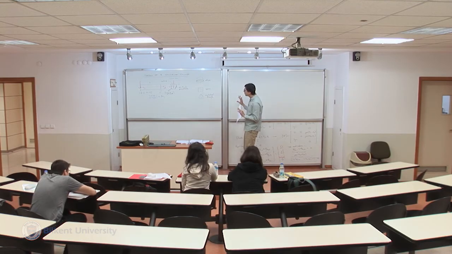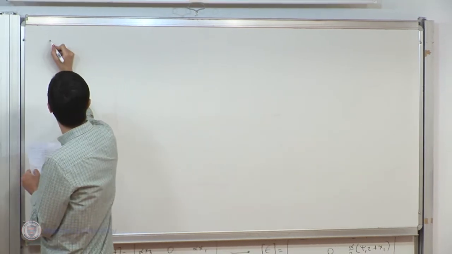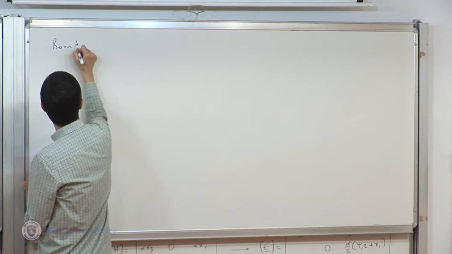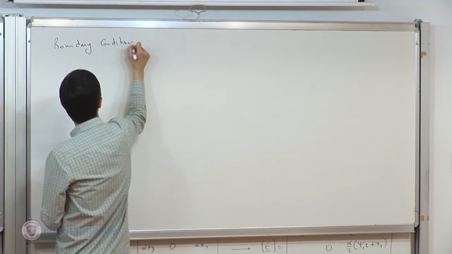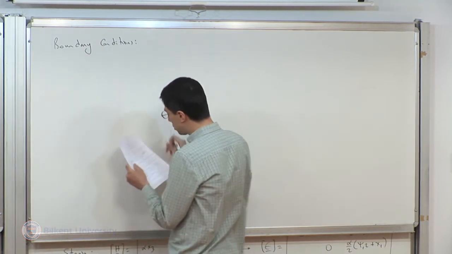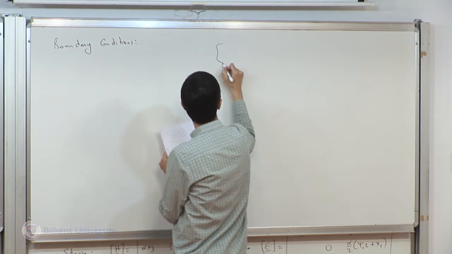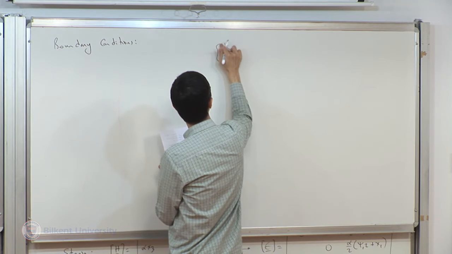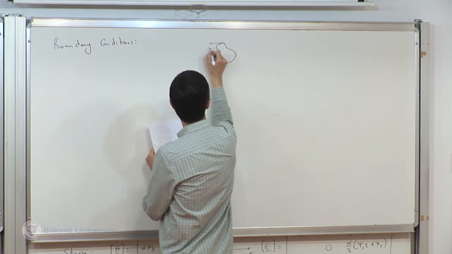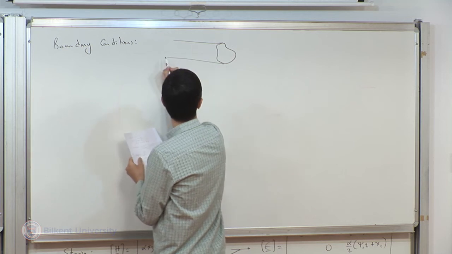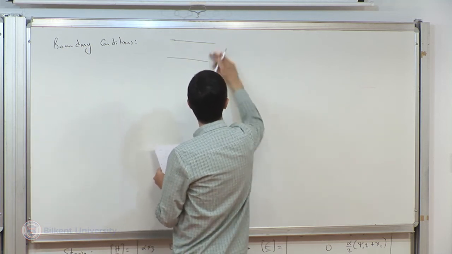OK, so now to discuss the boundary conditions, this is where I have to tell you a little bit more about traction. And I'm just going to draw that picture or something that looks like it once again. This is the cylinder. That's not a good one.